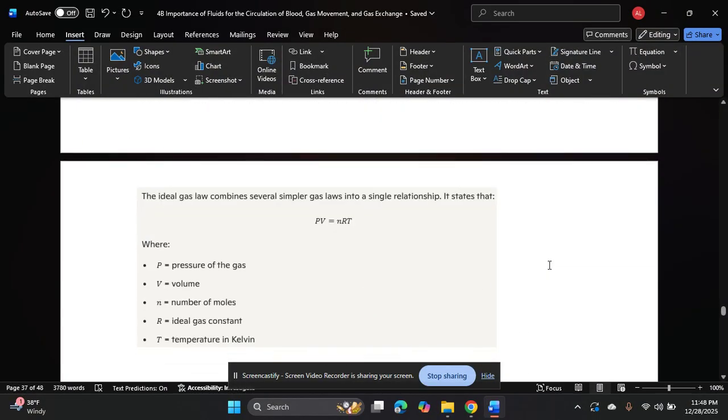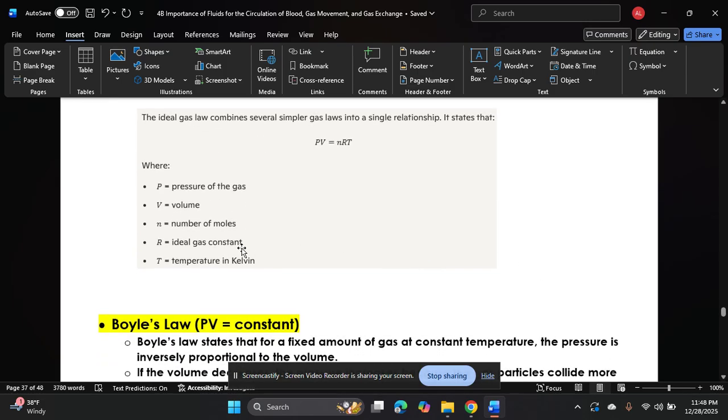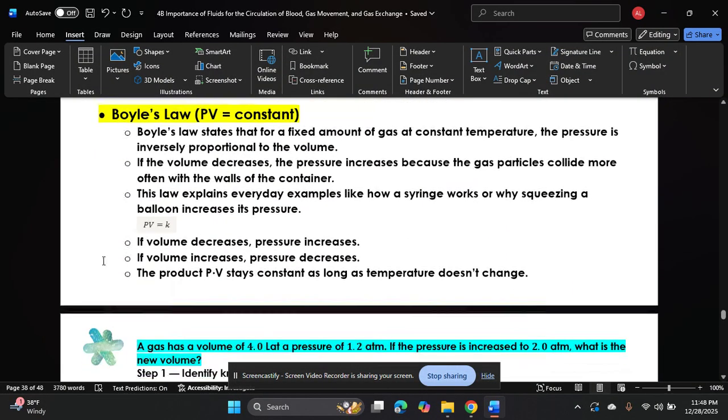The ideal gas law combines several simpler gas laws into a single relationship. It states that PV equals nRT. P equals the pressure of the gas, V equals the volume, n is the number of moles, R is the ideal gas constant, and T is the temp in Kelvin.